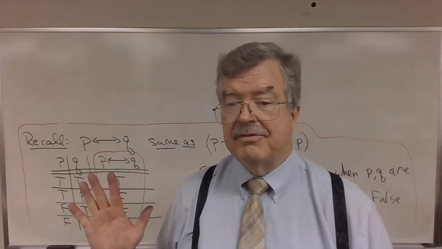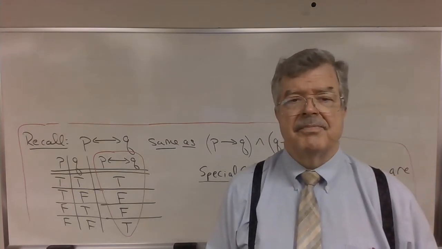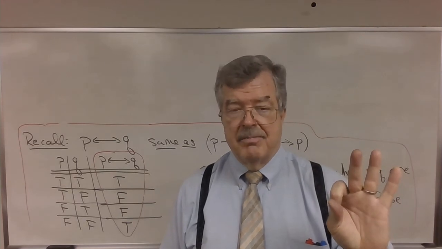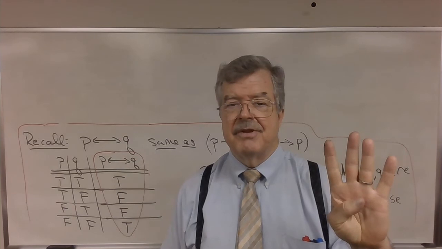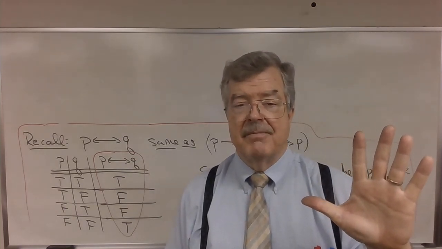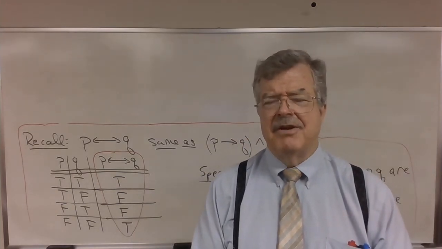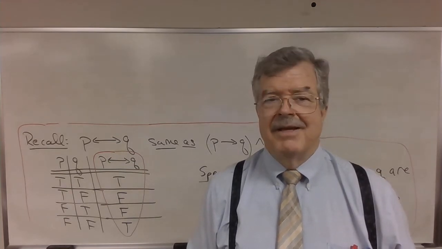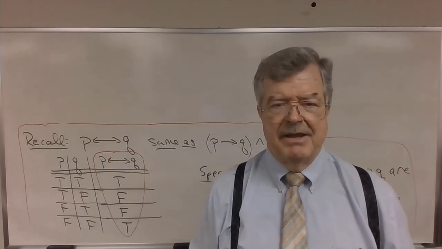But these 5 tables, the negation truth table, the and truth table, the or truth table, the conditional if-then truth table, and the bi-conditional if and only if truth table, those I think are the only ones that we really need to know. And guess what? They're easy to learn because each one has a special case.